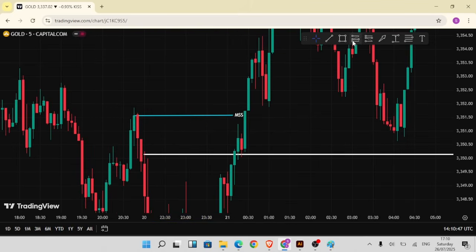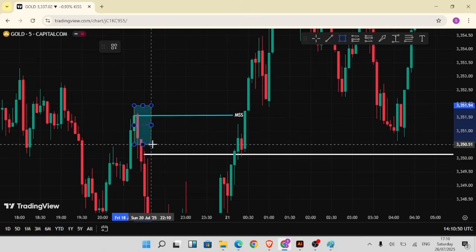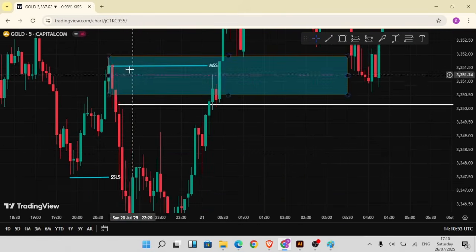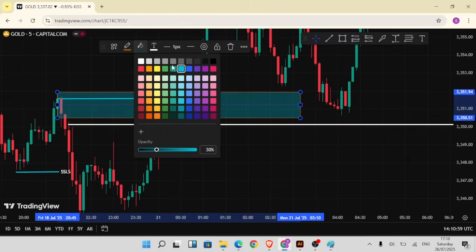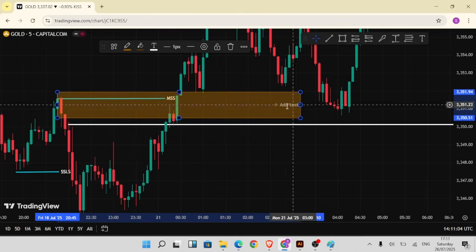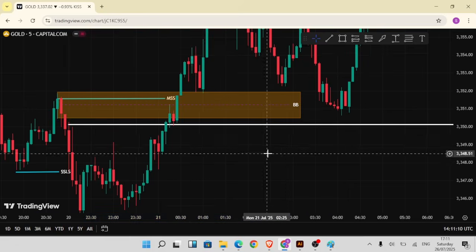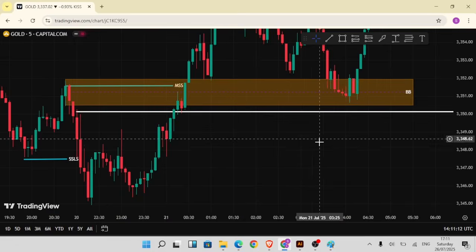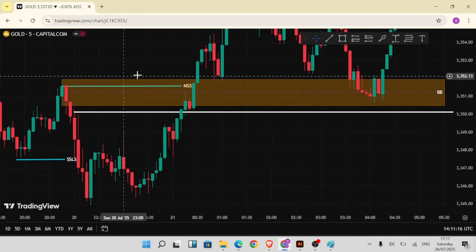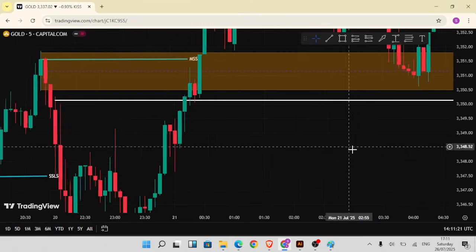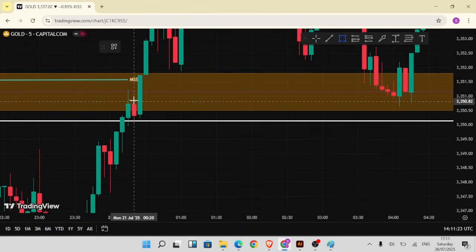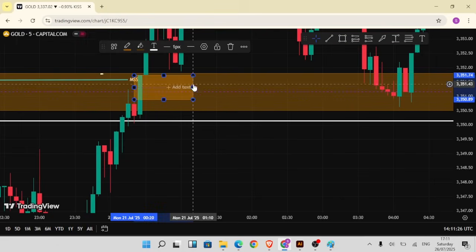We have this last up close candle before this massive movement to the downside. So this becomes, give it a different shade, this becomes a breaker block once price breaks above it. So this breaker block becomes valid. Now you will notice this breaker block is in the same area as this fair value gap. Give it a different color.